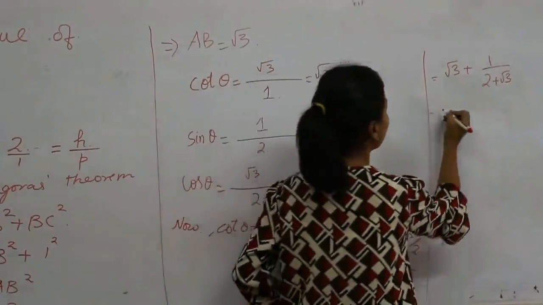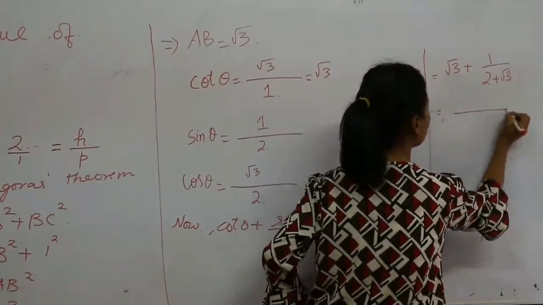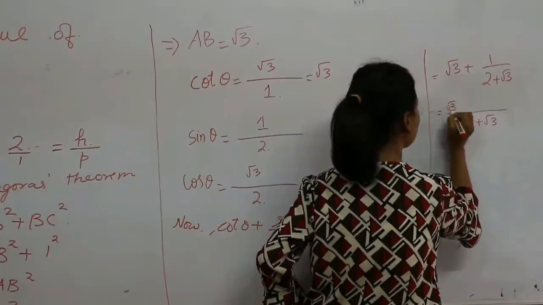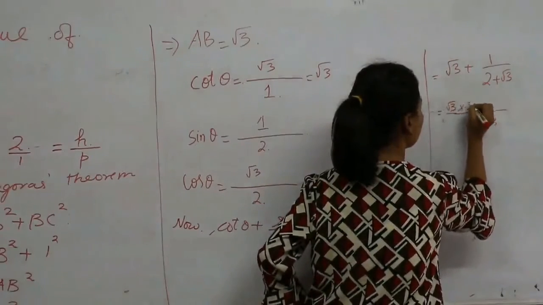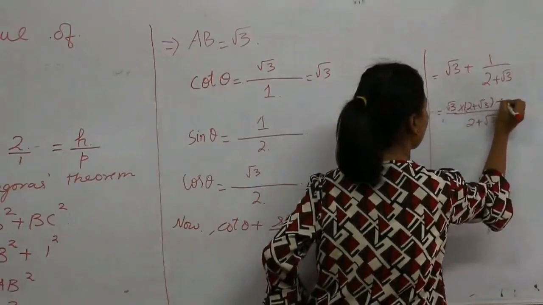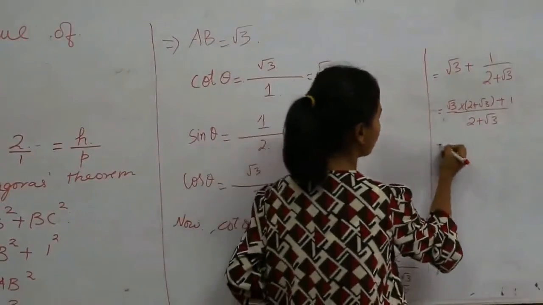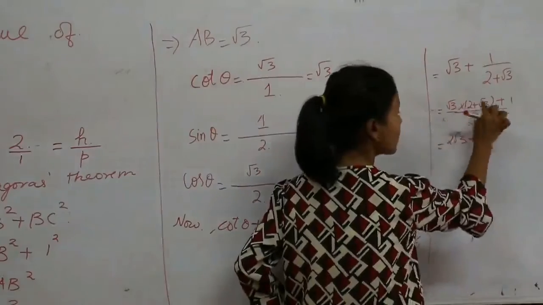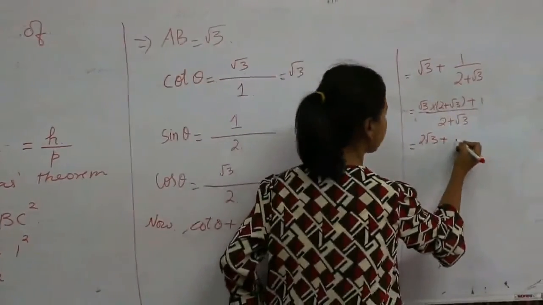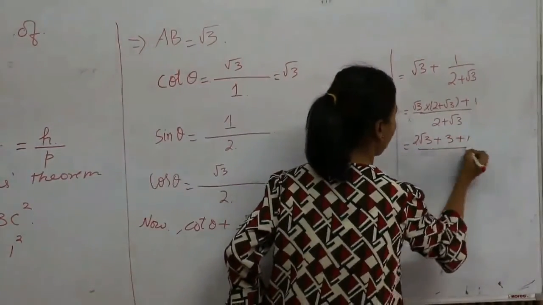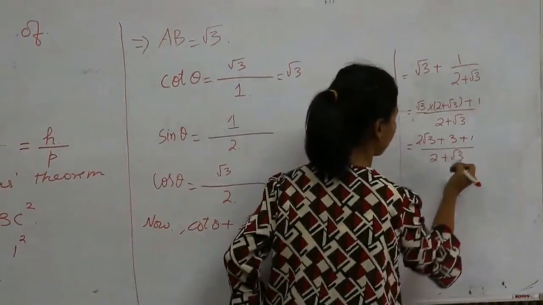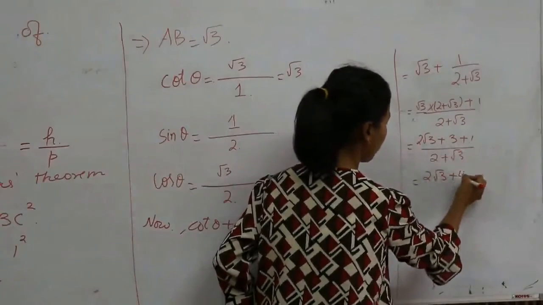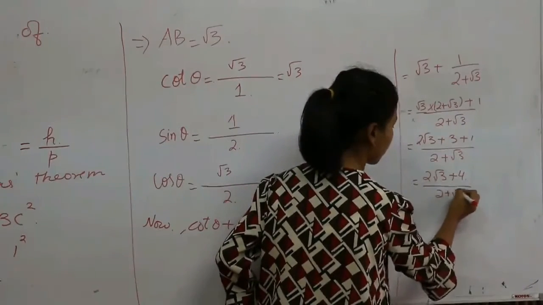Again, let us take LCM here, 2 plus root 3. Here we will get root 3 into 2 plus root 3 plus 1. Let us multiply root 3. Root 3 into 2 will be 2 root 3 plus root 3 into root 3 is 3 plus 1 by 2 plus root 3. Then 2 root 3 plus 3 plus 1 is 4 by 2 plus root 3.